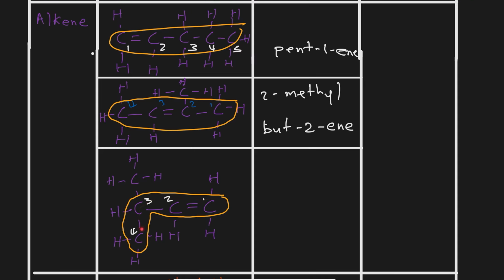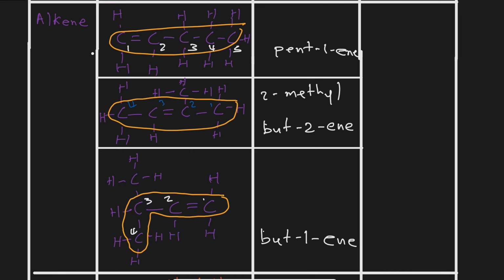So now we're going to label the main chain. If you look at the main chain, it has 4 carbons. Remember, 4 carbons simply means but. But now, where is the position of the functional group? The position of the functional group is actually on the first carbon. So we're going to say this is but-1, and the functional group is an alkene, so we're going to end with ene.